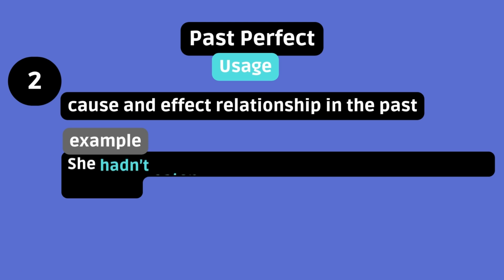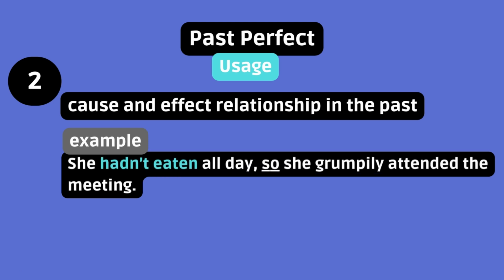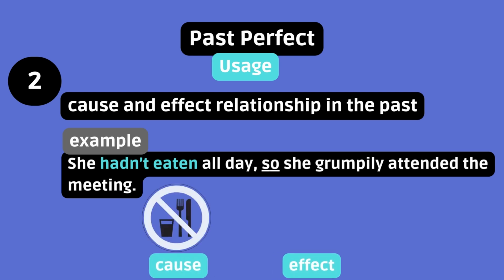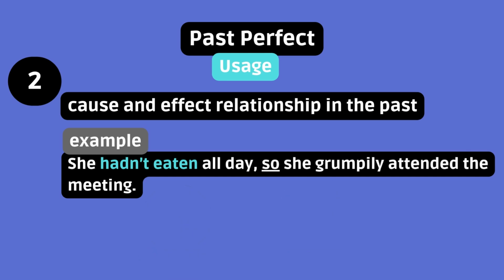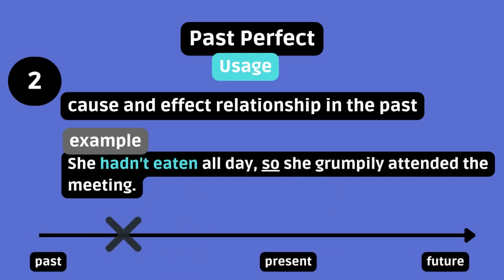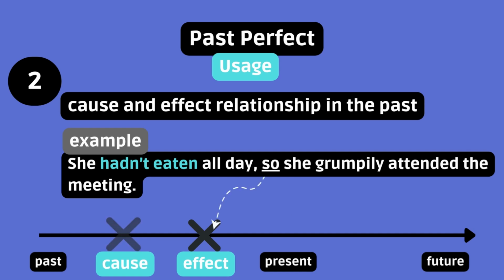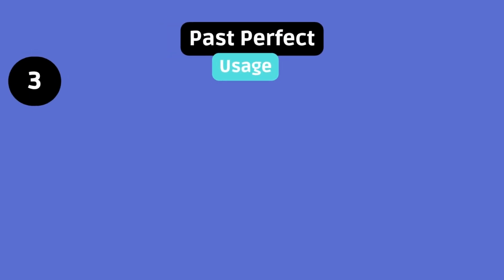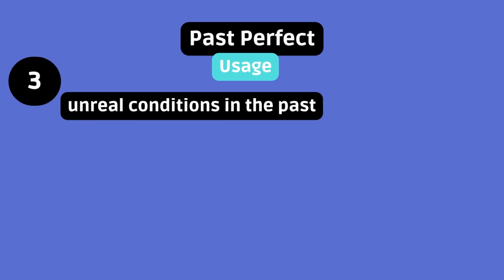Example: she hadn't eaten all day, so she grumpily attended the meeting. The two actions, not eating and attending, are linked as cause and effect. First, the not eating happened, and in turn, it caused the grumpy attending. The past perfect is applied to the cause, which came first, and the connector so pinpoints the effect, happening second. 3. It can be used to talk about unreal conditions in the past.